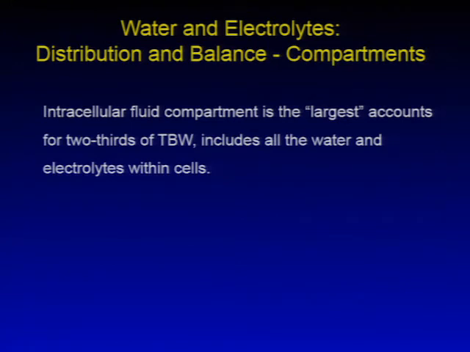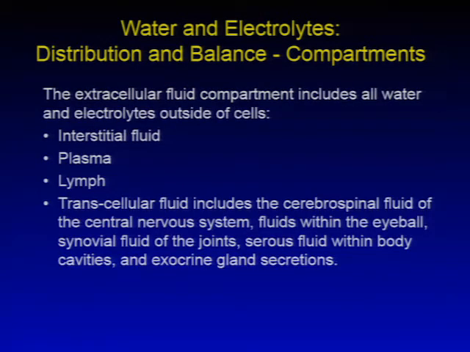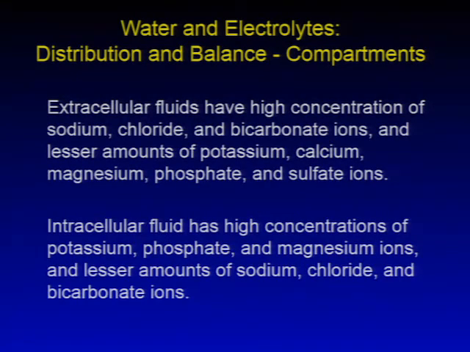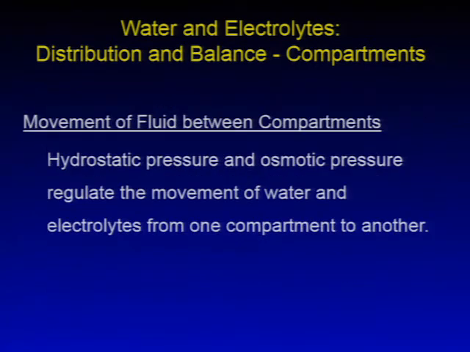The intracellular fluid compartment is the largest and accounts for about 2/3 of the total body water. It includes all water and electrolytes within the cells. The extracellular fluid compartment includes all water and electrolytes outside the cells. This includes interstitial fluid, plasma, lymph, and the transcellular fluid. Extracellular fluids have a high concentration of sodium, chloride, and bicarbonate ions, and a lesser amount of potassium, calcium, magnesium, phosphate, and sulfate ions. Intracellular fluid has a high concentration of potassium, phosphate, and magnesium, and lesser amounts of sodium, chloride, and bicarbonate ions.